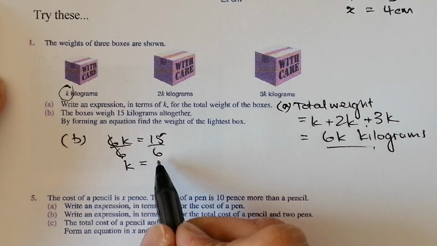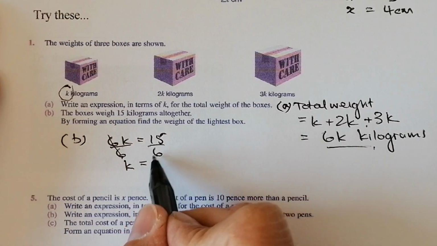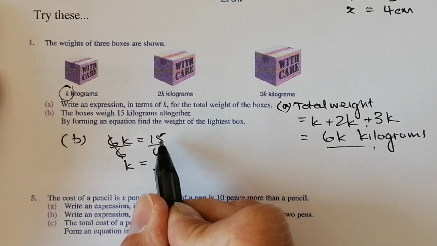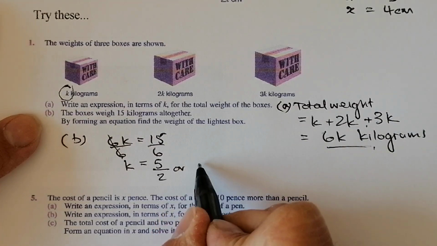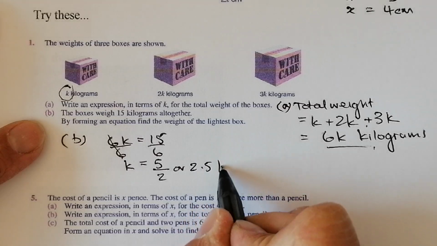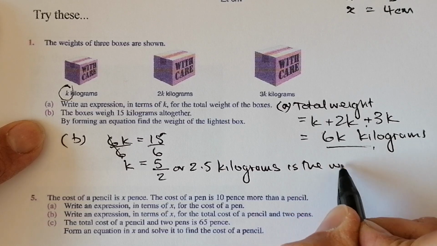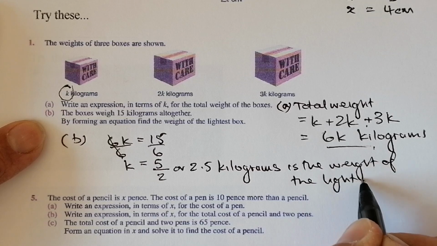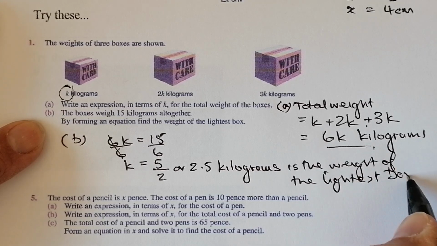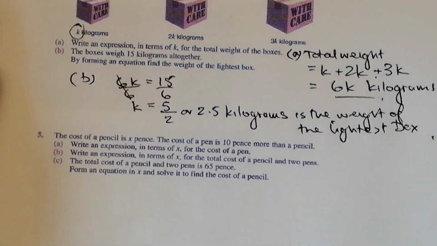That there would give me 15 over 6. I can divide 6 into 15, or I could simplify the fraction down. So 3 into the bottom will give me 2, 3 into the top will give me 5. So I've got 5 over 2 kilograms for the lightest box, or what we could say is that that's 2.5 kilograms is the weight of the lightest box. Okay, so let's go ahead and do question 5.